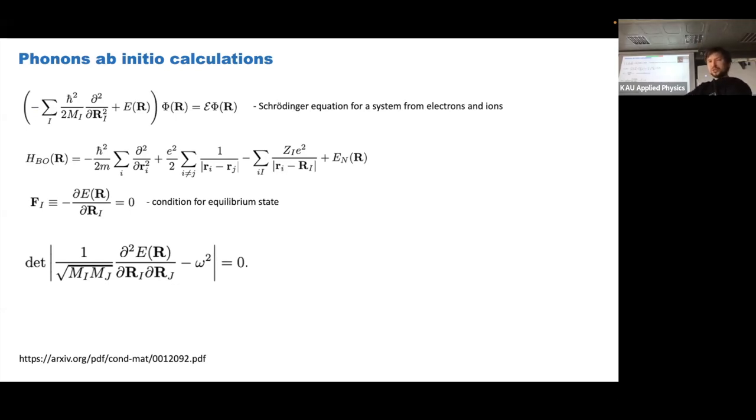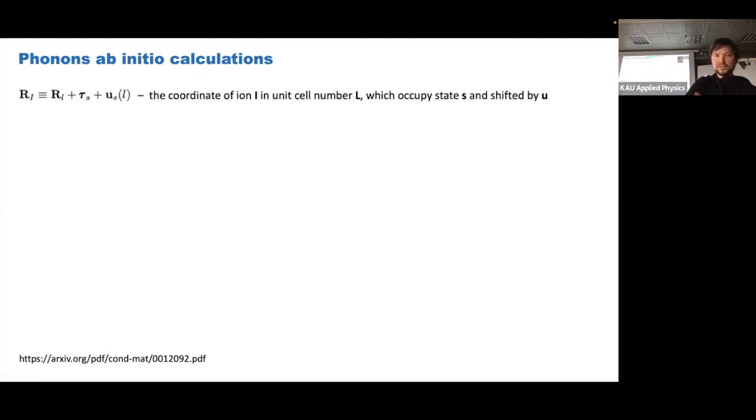So we will also calculate this dynamical matrix. And here are just frequencies. To get the frequencies, we should solve this equation: the determinant of this matrix should be equal to zero. This is how we get these frequencies from quantum equations.